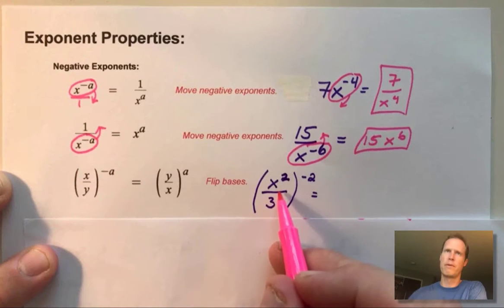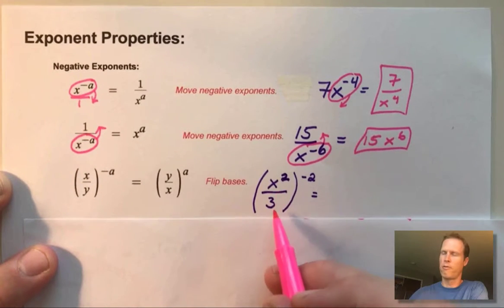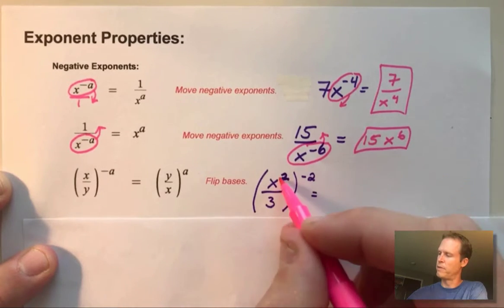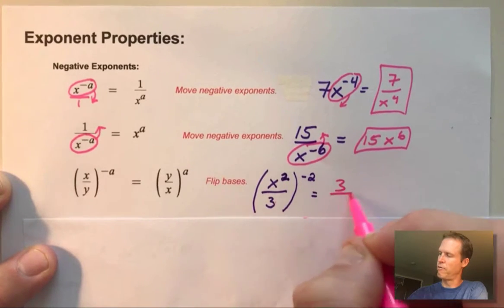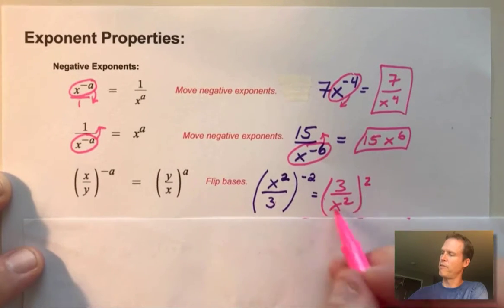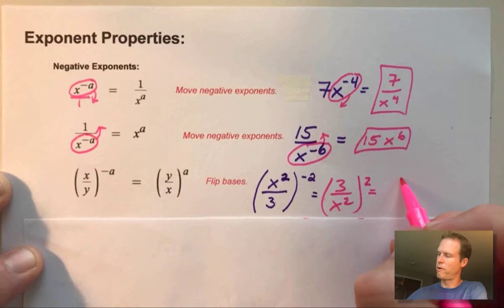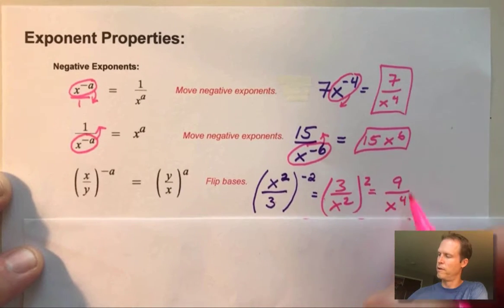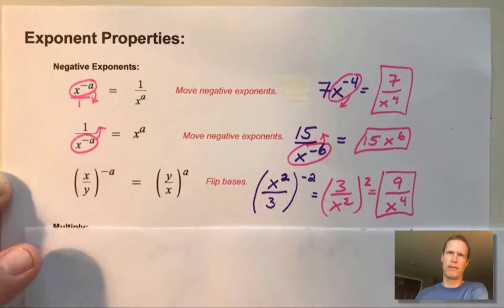So if you saw a problem like this that has x squared over 3, and you have it to a negative 2 power, to change that to a positive 2 power, you flip the base. So I'll have that as 3 over x squared. And now it becomes a positive 2. And if I'm supposed to square this, the final result then would be I'm going to square the 3 and get 9, and square the x squared, and I'll get x to the 4th. We'll get more into why that is that kind of answer.